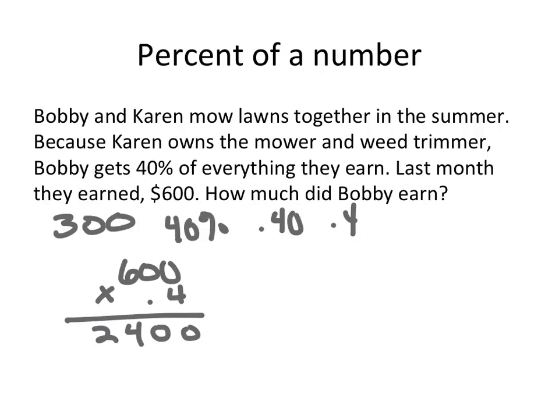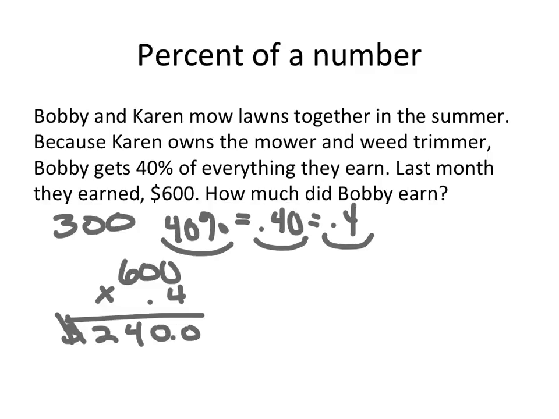We know that their answer should be close to $300, so the decimal would have to go here, and Bobby's going to make $240. So again, what we're doing here is actually conversions. We're making sure that students understand what that means. 40% is the same as 40 hundredths, that's the same as 4 tenths. That understanding is very important.